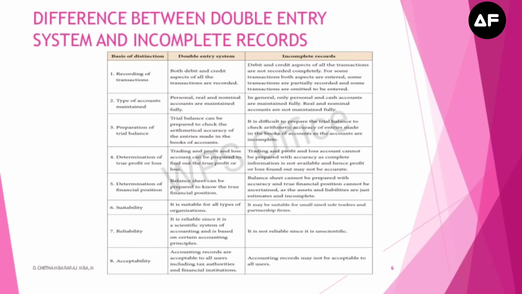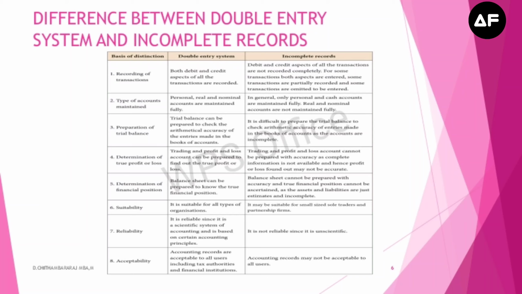Next is the difference between the double entry system and the single entry system. The first basis of distinction is recording of the transaction. In a double entry system, both debit and credit aspects are recorded, whereas in incomplete records, the debit and credit aspects of all transactions are not recorded completely. Secondly, the type of accounts maintained: in a double entry system, it is all three, that is personal, real and nominal, whereas in incomplete records or single entry system, only the personal and cash accounts are maintained, while real and nominal accounts are not maintained fully.